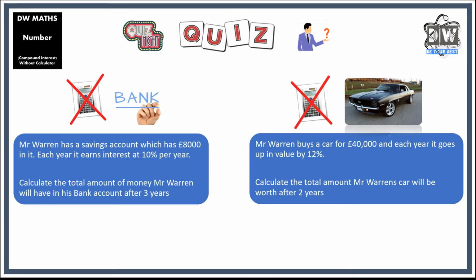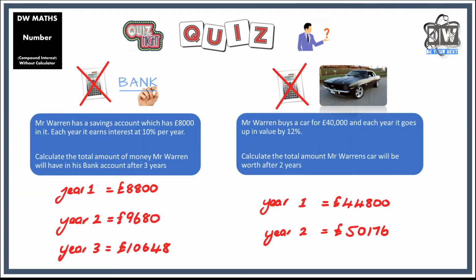Okay, so it's time to go over the answers. Can you tell I really like these cars, by the way? Two very similar cars there. So end of year one, we had 8,800 because 10% of 8,000 is £800. At the end of year two, 9,680, and at the end of year three, it was 10,648. For the car, it went up by 4,800 in the first year, so that's 44,800. At the end of year two, the car was worth £50,176.